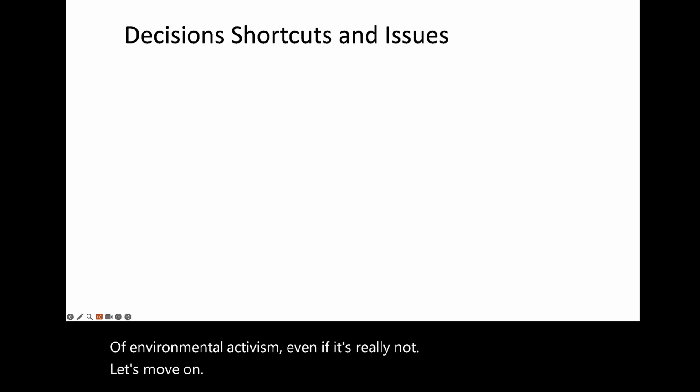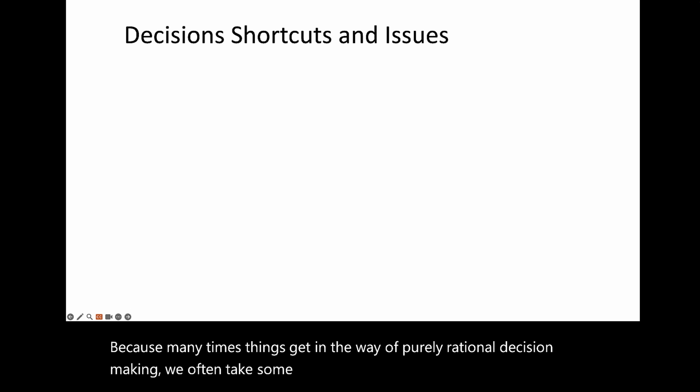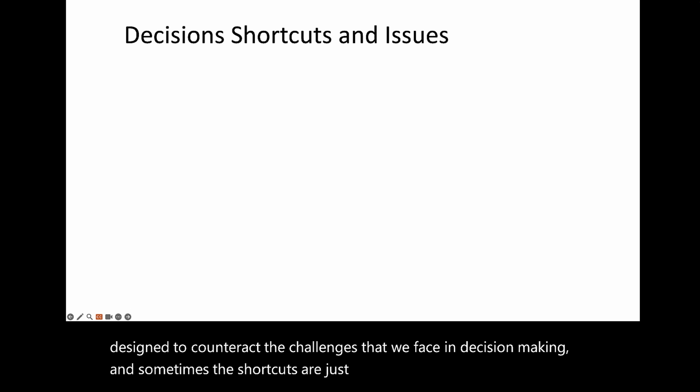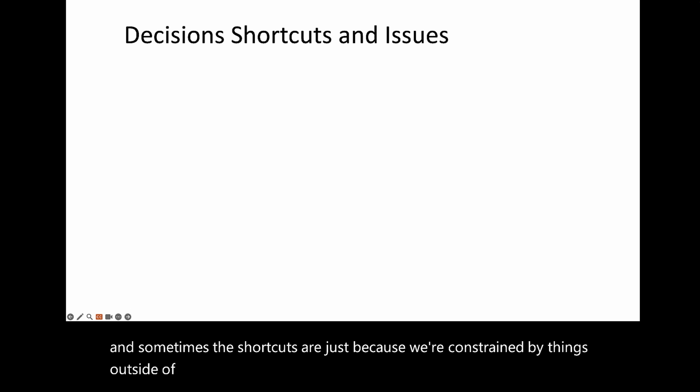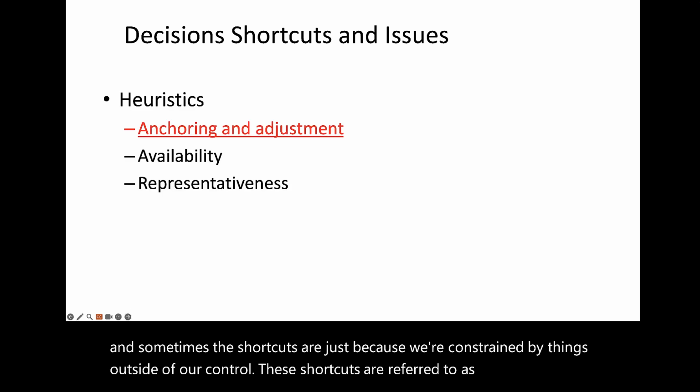Because many times things get in the way of purely rational decision making, we often take some shortcuts. Sometimes the shortcuts are designed to counteract the challenges that we face in decision making, and sometimes the shortcuts are just because we're constrained by things outside of our control. These shortcuts are referred to as heuristics, which are simply rules of thumb or decision shortcuts.